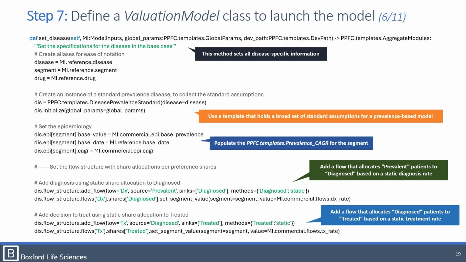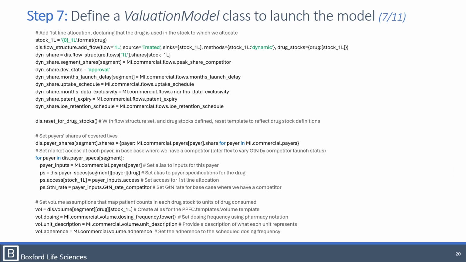We then do exactly the same thing for the treatment flow, saying what fraction of diagnosed patients are treated. We again use a static share whose value we set for the US. Next we handle first line allocation of treated patients to our drug product X. We do that by defining the name of the stock that we want to put it in. It'll be product X1L. We add a flow 1L for first line allocation to take patients from treated to put them into this stock.